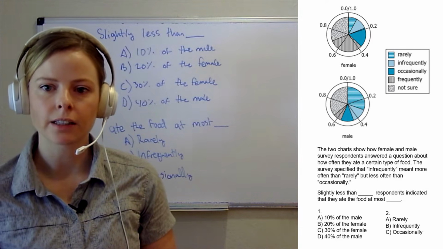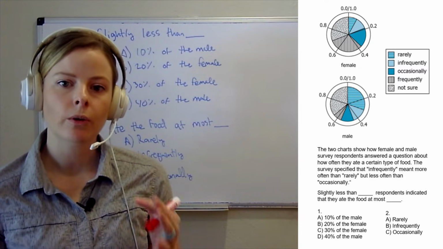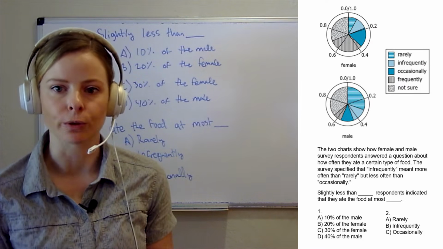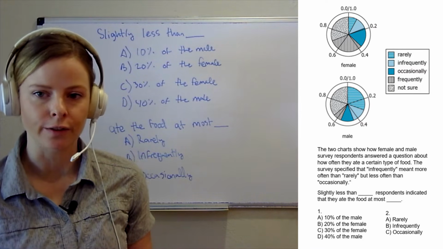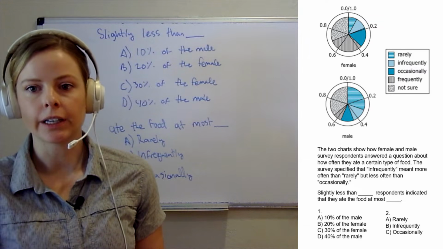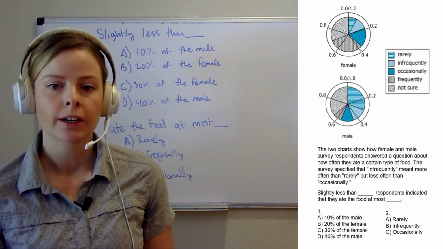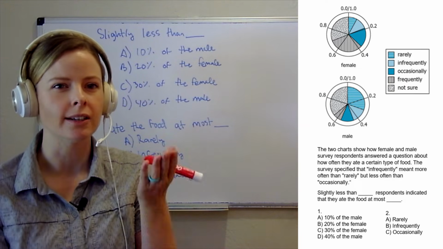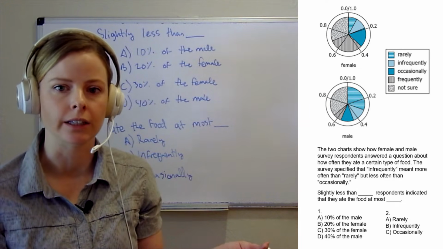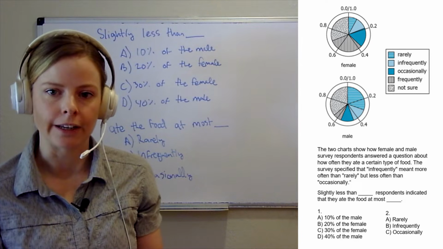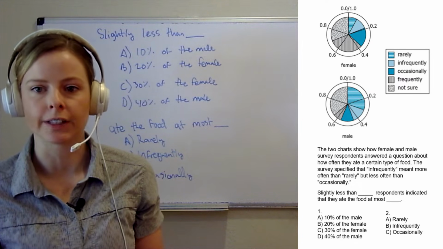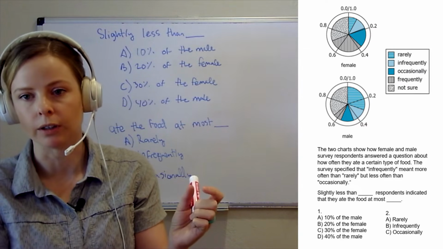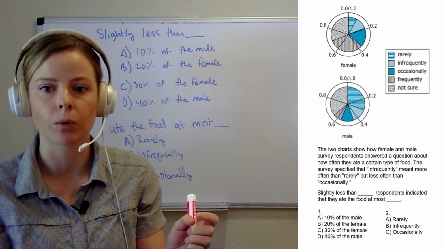All right, let's go through this. So the question asks, slightly less than what percent of certain respondents indicated that they ate the food at most rarely, infrequently, or occasionally. So what we have here are two blanks in one sentence. Those two blanks depend on one another, so I can't independently choose an answer for the first blank and then independently for the second blank. It really depends, kind of what goes in that first one will change what goes in the second one.